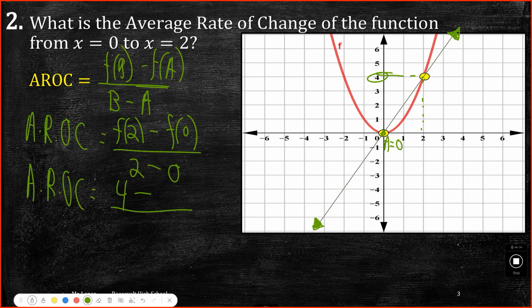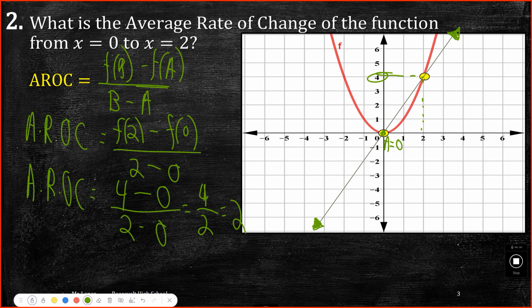What's the y value of 0? 0. So now at the bottom, we already got 2 minus 0. Let's go 2 minus 0. So on top, what's 4 minus 0? 4. And what is 2 minus 0? And what's 4 divided by 2? 2.